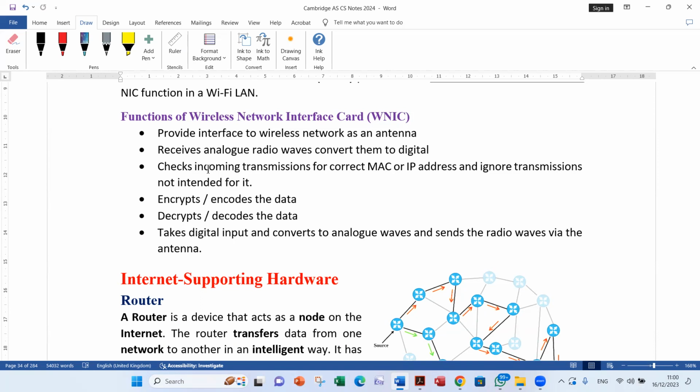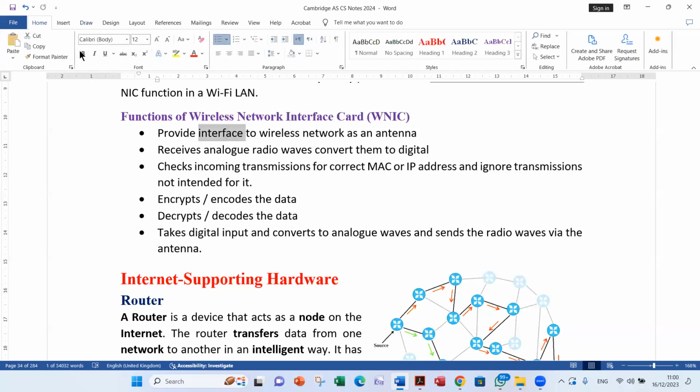Okay, let us read the mark scheme. So actually, as you can see, this is raw text from the mark scheme. Provide interface to a wireless network as an antenna. So inside that wireless network interface card, there is an antenna. Receives analog radio waves and converts them into digital. When receiving, it receives waves and converts them into digital. When transmitting, it converts digital into radio waves.